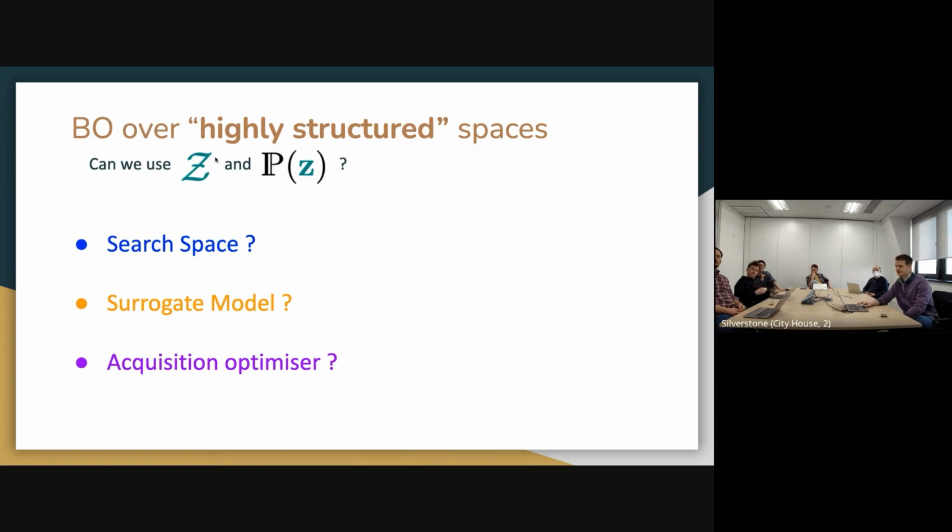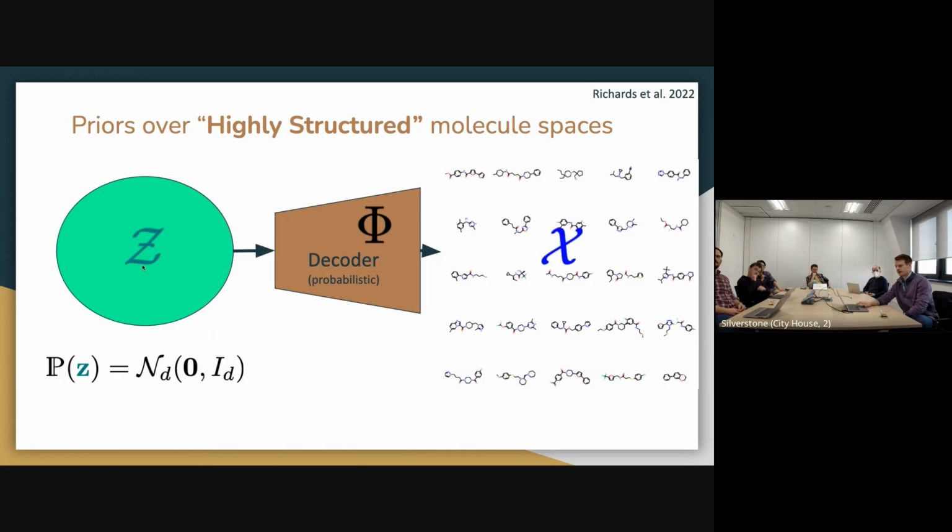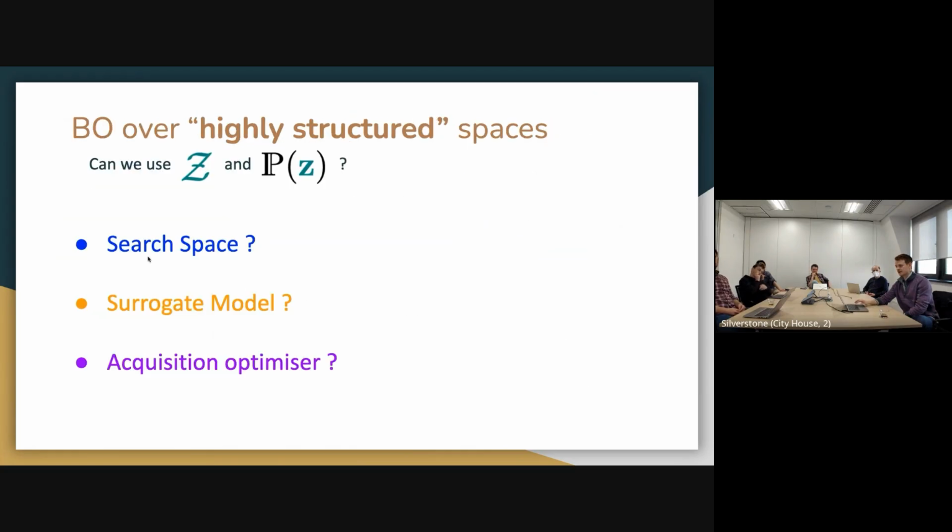Well, we now have this latent space, and we also have a notion of the distribution of our latent variables in here. So how could we use them to do Bayes opt? This is what they do in latent space Bayes opt. At a high level, we just swap the search space for the latent space. So we're going to do Bayesian optimization in the latent space of a variational autoencoder. And then for our surrogate model, we're now trying to learn a mapping from latent encodings all the way to the objective function. Okay, so this is what latent space Bayesian optimization is.